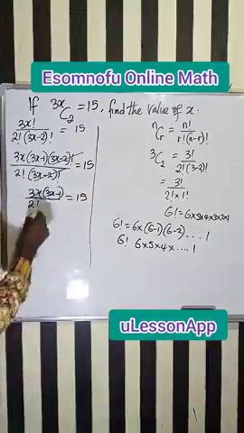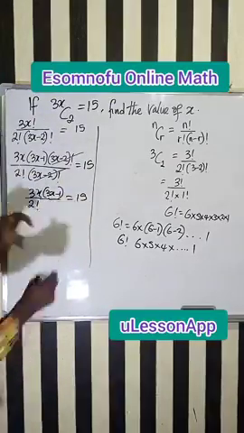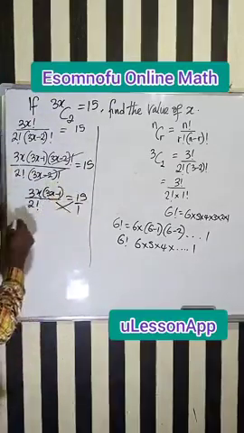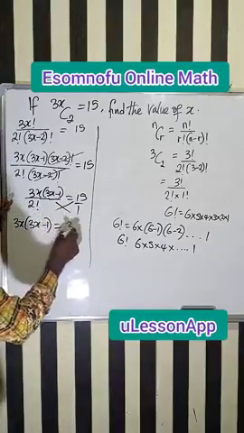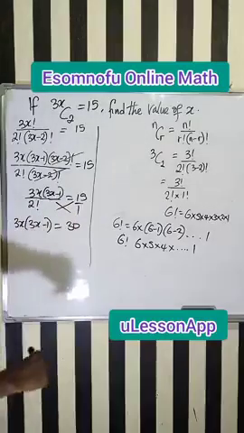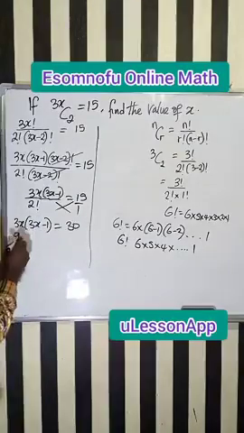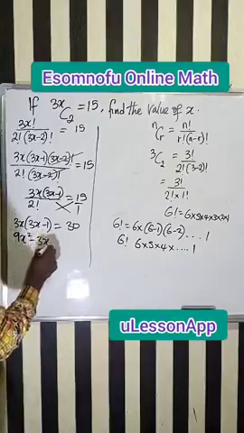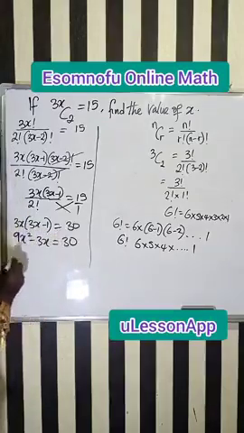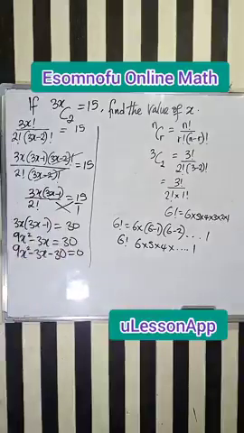Now 2 factorial is the same thing as 2 times 1, which is 2. And when this 2 multiplies the 15 here, that is by cross multiplication, we shall have that 3x into 3x minus 1 is equal to 30, because 2 times 15 is 30. Now we can open the bracket. 3x times 3x is 9x squared. 3x times minus 1 is minus 3x is equal to 30. So we can still write it as 9x squared minus 3x minus 30, everything is equal to 0.